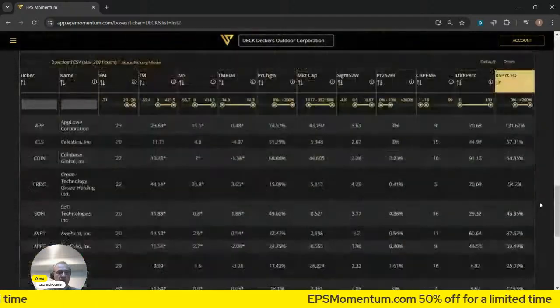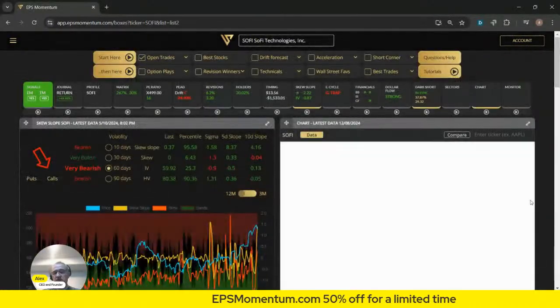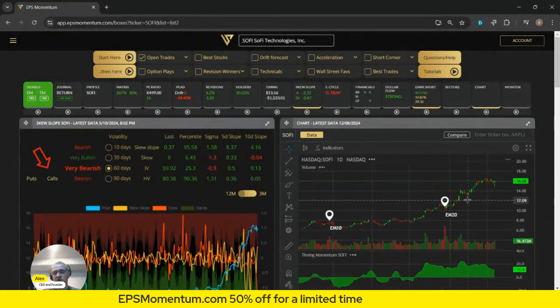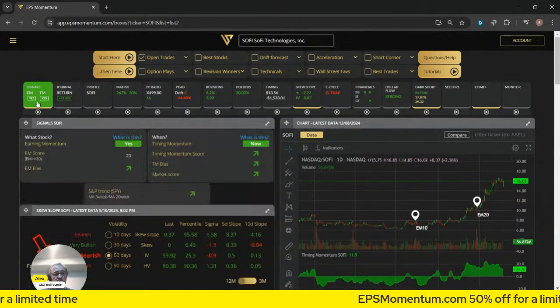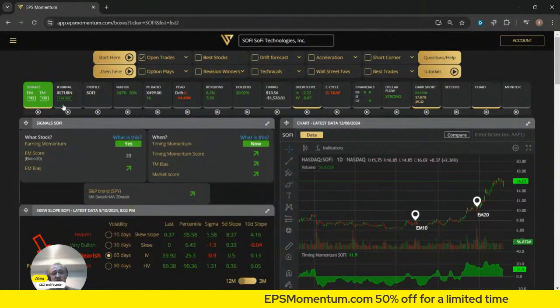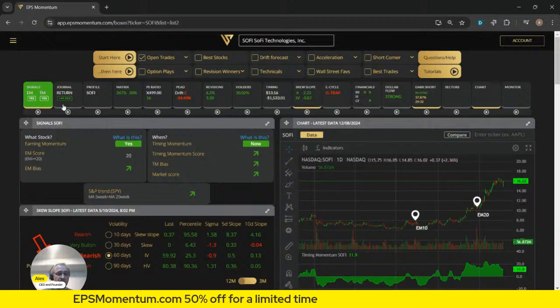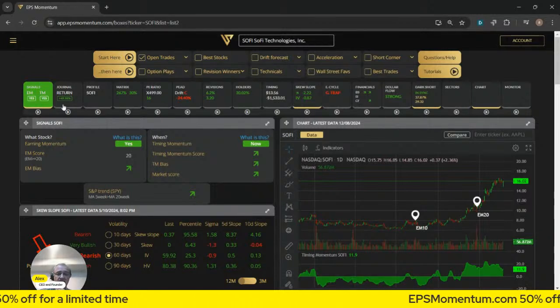Deckers is one, SoFi is another one. So again, these are winners. So this is how you spot momentum beating the S&P, momentum beating the earnings. I mean, having great earnings and sales. It's all about momentum, earning, price, and sales momentum, EPS momentum. Really summarized in 30 minutes.